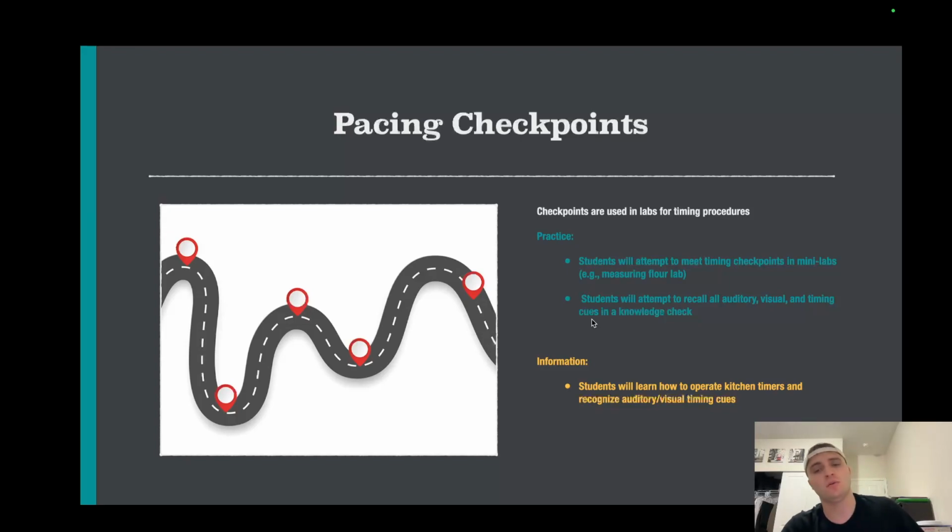The information that our learners will need to know. They will need to learn how to operate these kitchen timers. They will need to learn how to recognize these visual cues. They need to know what they are before we can just implement them. So again, another stop in our progress toward meeting our goal.